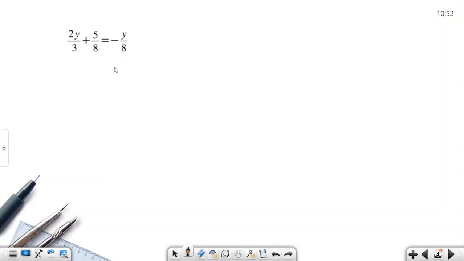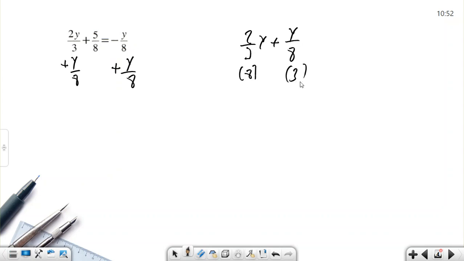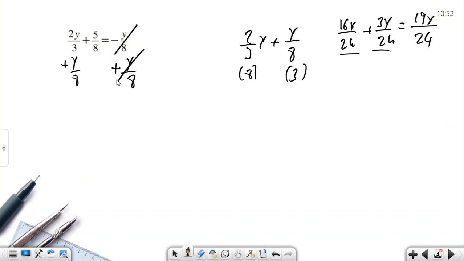To make it 0, I will add y over 8 to both sides. So, 2 over 3y plus y over 8. What is it? If you remember fractions, we need to equalize the denominator. So, 16y over 24 plus 3y over 24. That's equal 19y over 24. When you have the common denominator, we can add the numerators. I did the same thing on the other side. So this will be 0, and that will be 19y over 24. We get the answer on the right hand side.